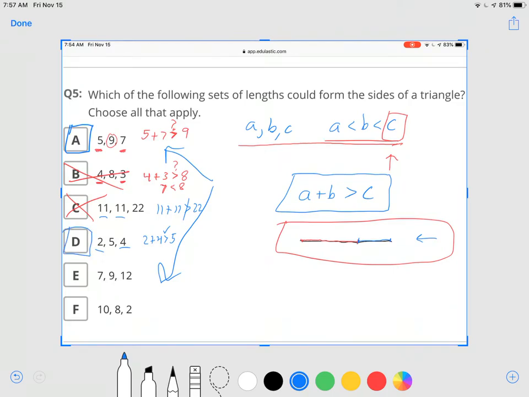E says 7, 9, and 12. The two smaller sides are 7 and 9. That adds up to 16, which is greater than 12, so this works. So this would be a good triangle. And then the last one is 10, 8, and 2. The two smaller sides are 8 and 2, and that adds up exactly to 10. 8 plus 2 is exactly 10, which means that it's not bigger than 10. So this wouldn't work. So the answers are A, D, and E, according to the order that my choices are in.